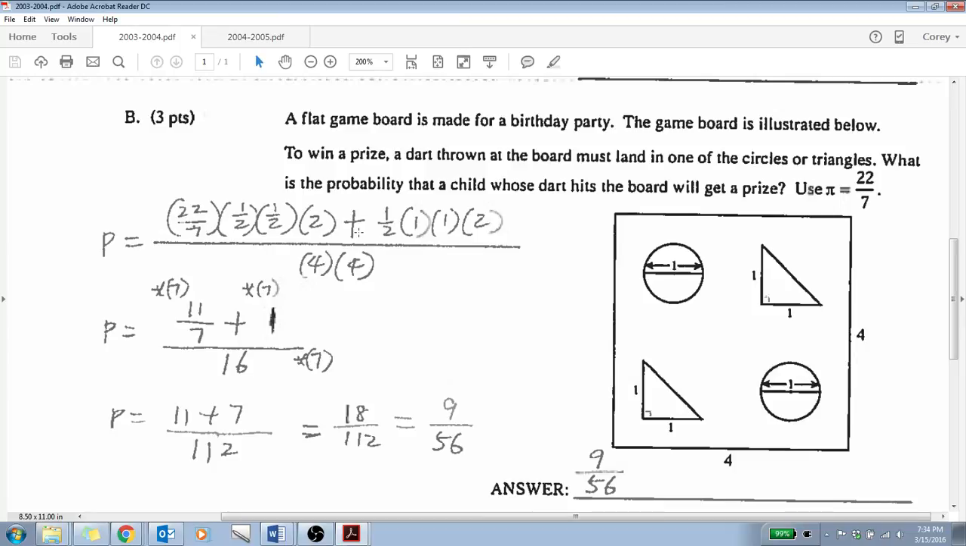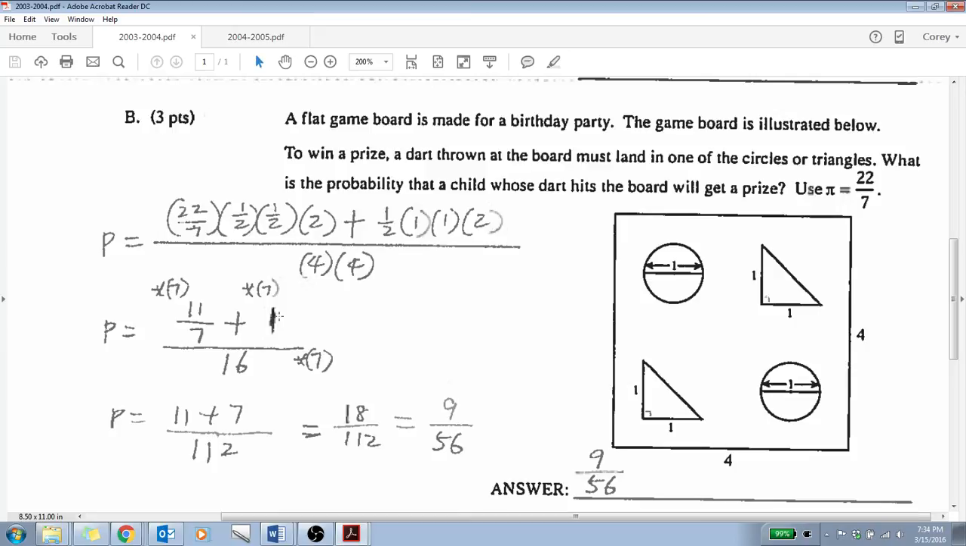Plus the area of the triangles. The two triangles here, the base and the height both are 1. The area formula is 1/2 times base times height. So we have 1/2 times 1 times 1. And there are two triangles, so multiply that by 2. So your favorable outcomes would be this on the numerator that we have written here. When I multiply everything together, I'm going to get 11 over 7. And then over here for the triangles, I'm going to get 1 as my area.